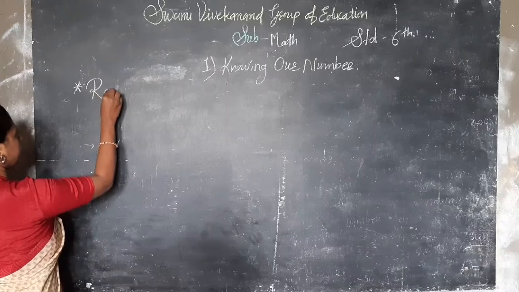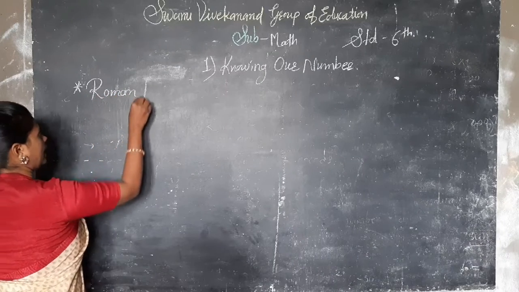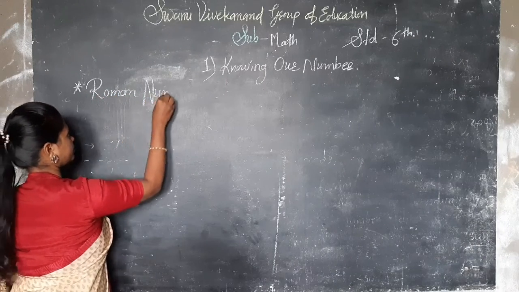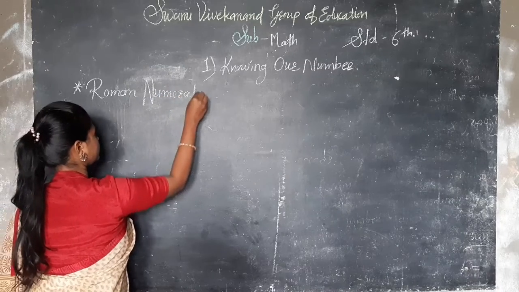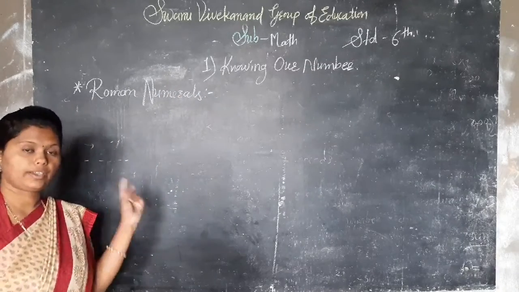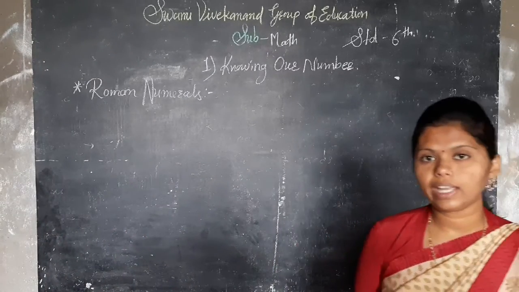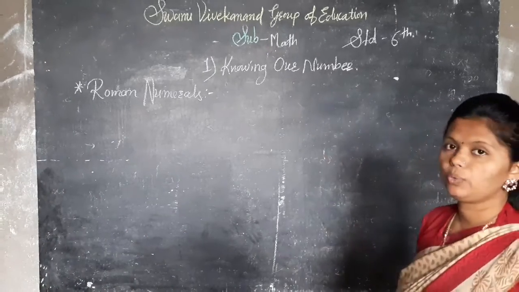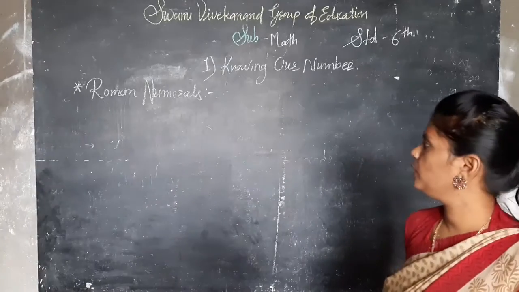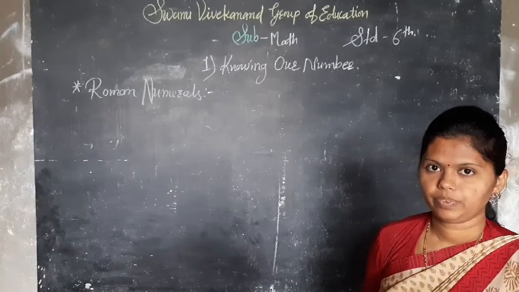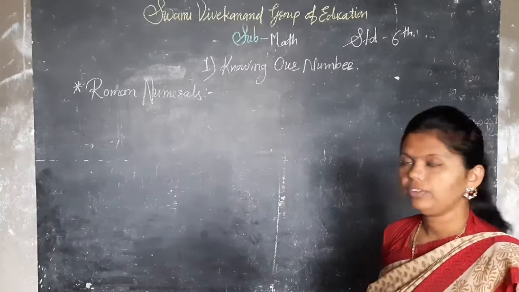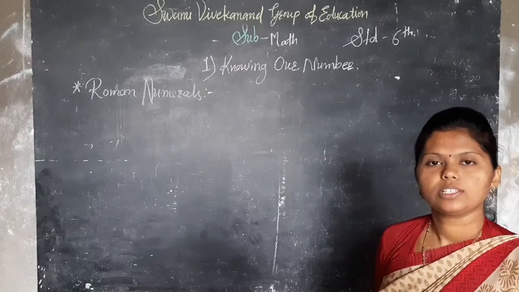This is your last point, which we started in our last lecture: Roman numerals. In that we covered how we are going to write the Roman numerals and how we can read them. The next point that we have from our last lecture is some rules.